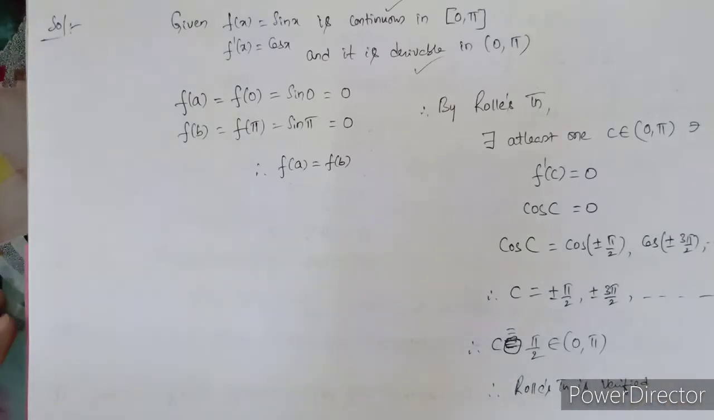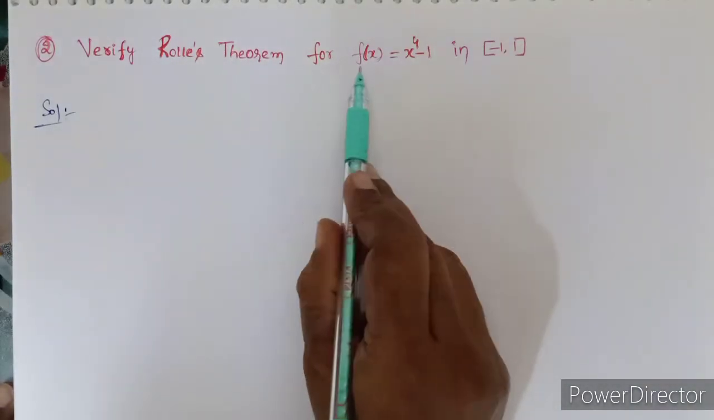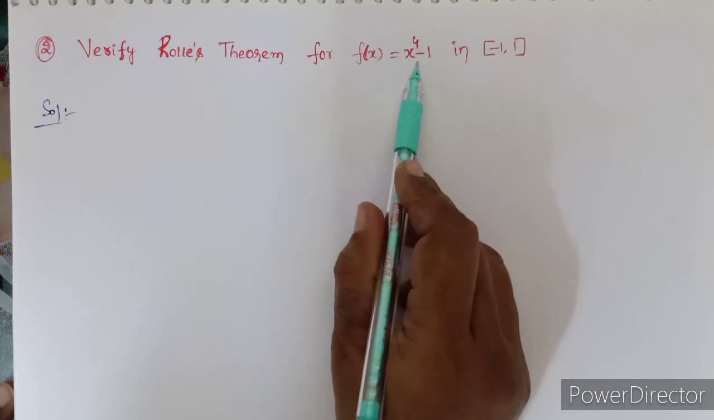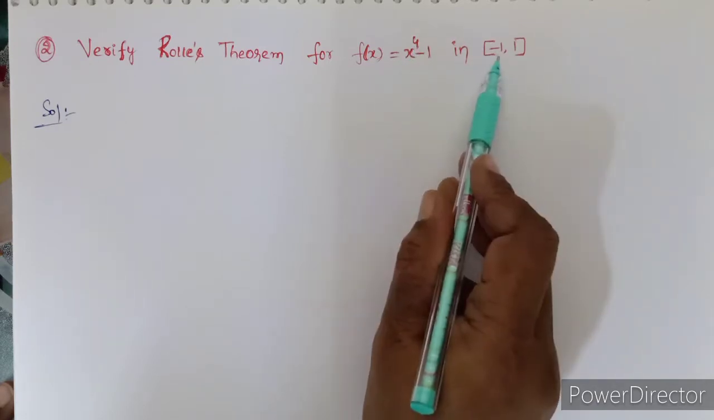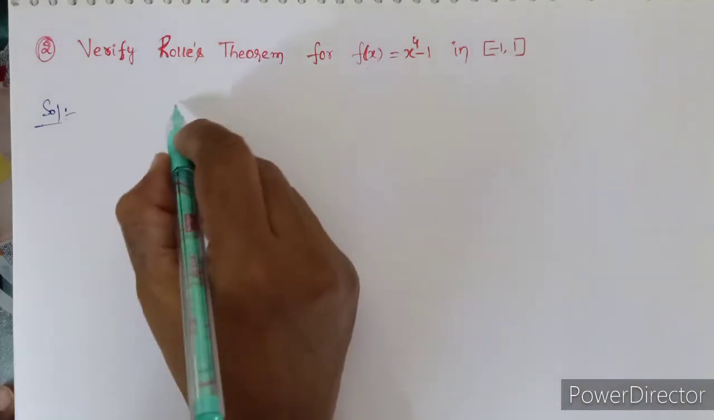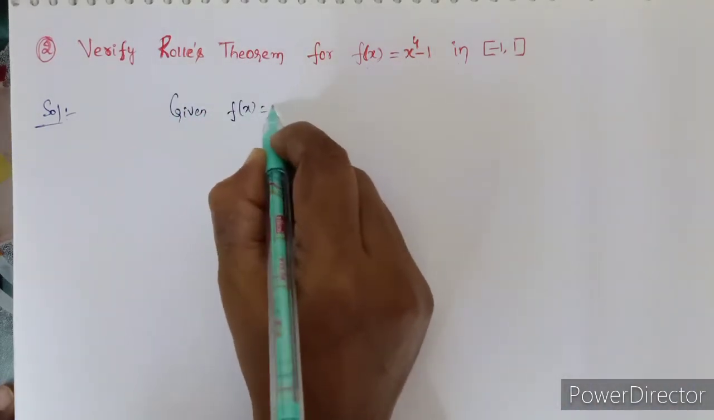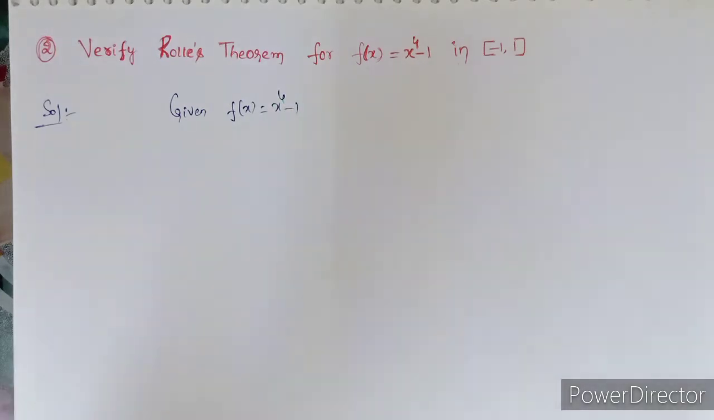Now we shall see another problem. We shall see the second one. Verify Rolle's theorem for the function f of x is equal to x power 4 minus 1 in the closed interval, minus 1 to plus 1. Given f of x is equal to x power 4 minus 1.